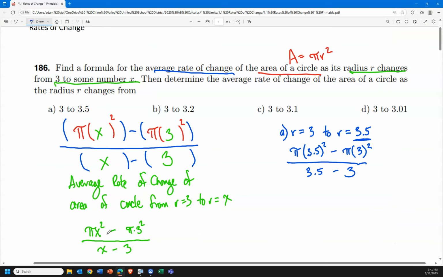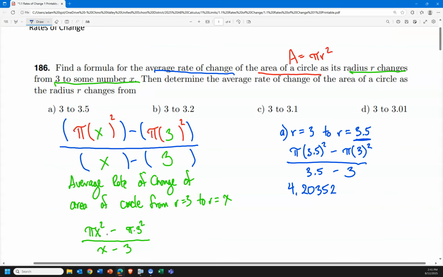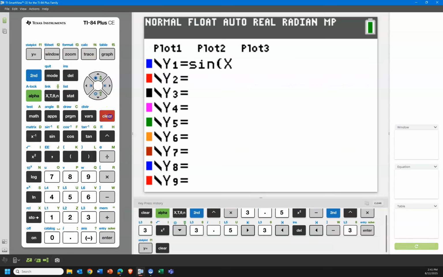20.42035. 4.203, what was it? 35255. Okay. But because I'm going to do 3 to 3.2, 3 to 3.1, 3 to 3.01, instead of doing that, I'll just define a function here in y1.